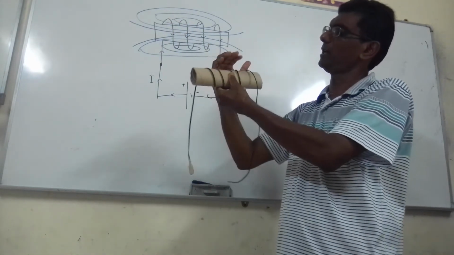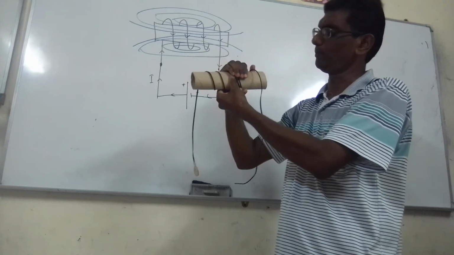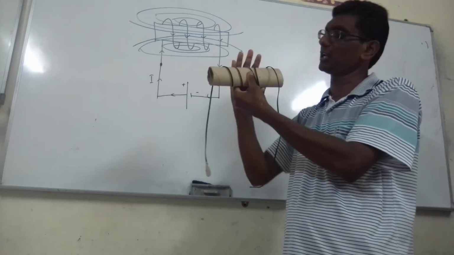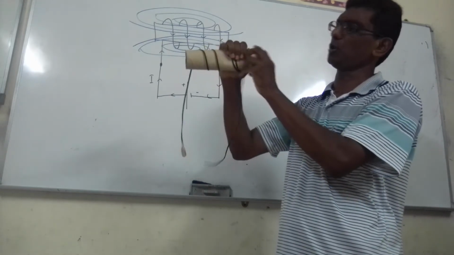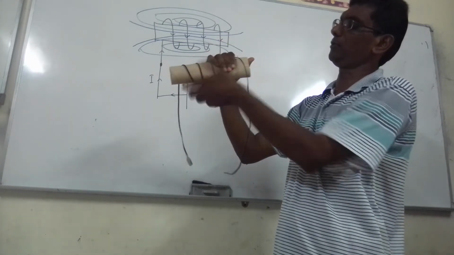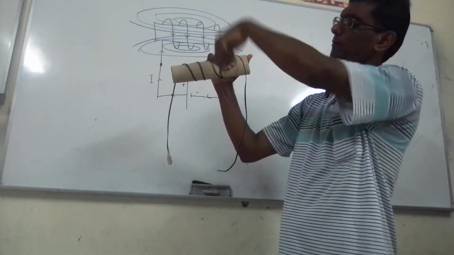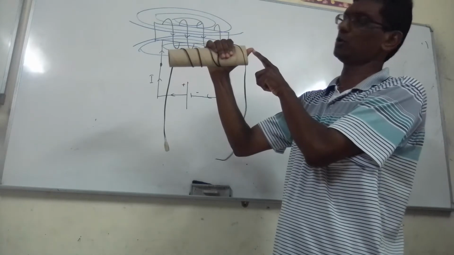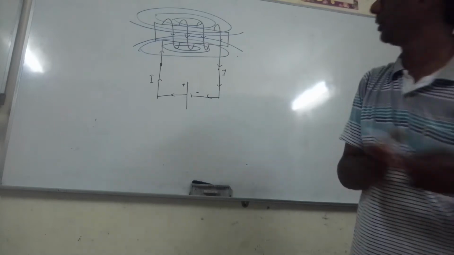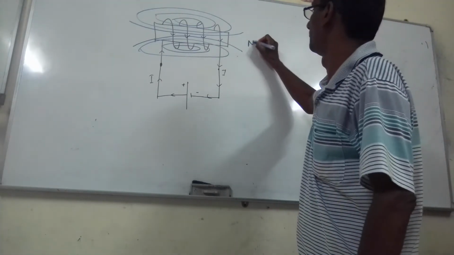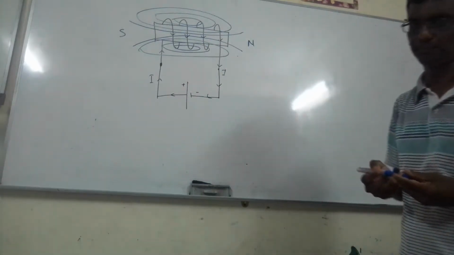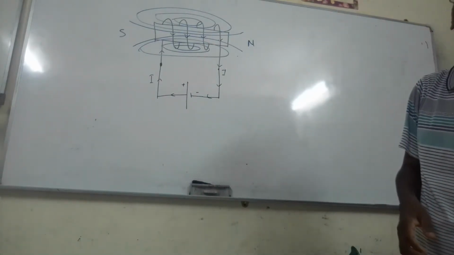So like this, the grip rule. Current is coming from behind. The forefinger shows the current direction, grip, and the thumb shows the direction of the north pole. This is the north pole and this is the south pole. So that is the direction of the magnetic field.